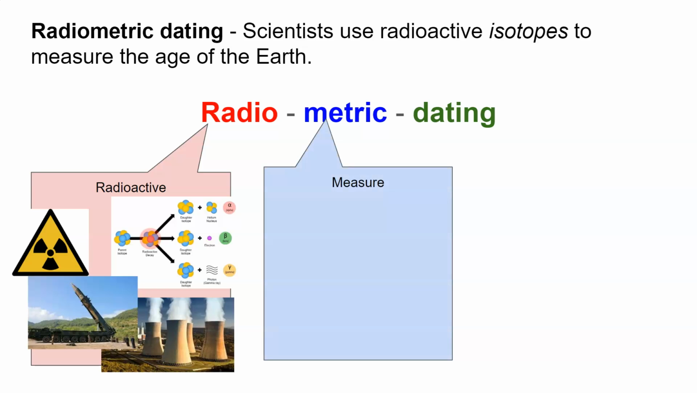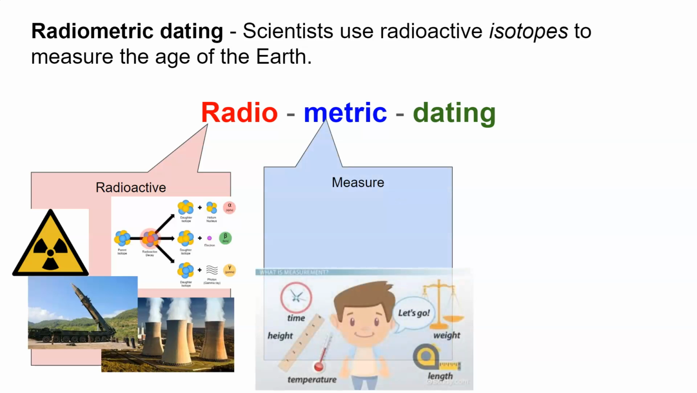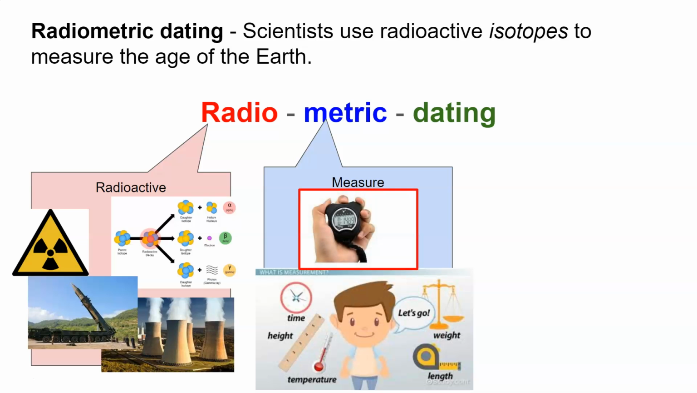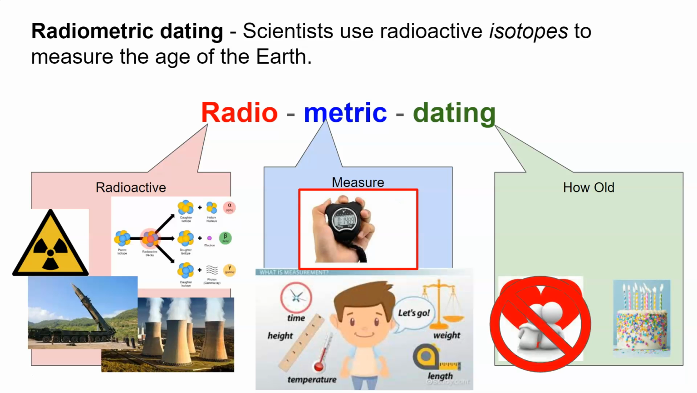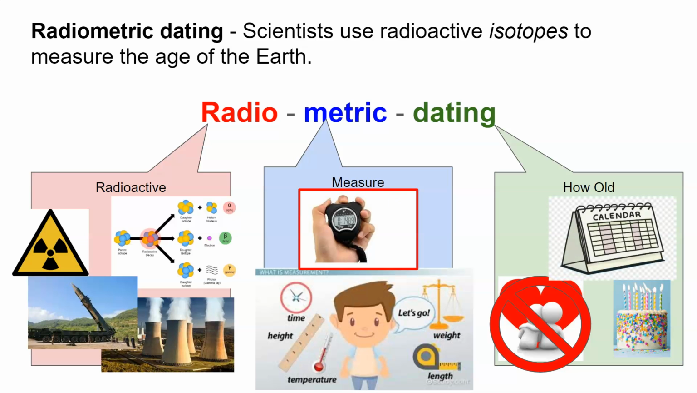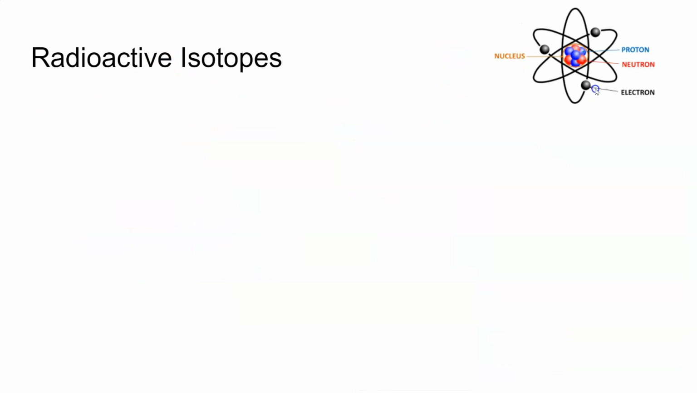Now the word metric. Metric refers to measure, like meter, right? There are different types of measurements, but in this case, it's specifically measuring time. And dating here refers to how old something is. So when I say dating, I'm not talking about that type of dating. I'm talking about how old it is, okay? For radiometric dating, they're using radioactive isotopes to measure how old something is. So let's talk about radioactive isotopes.